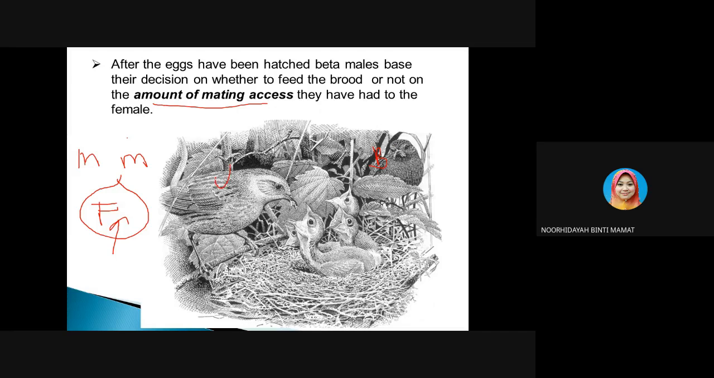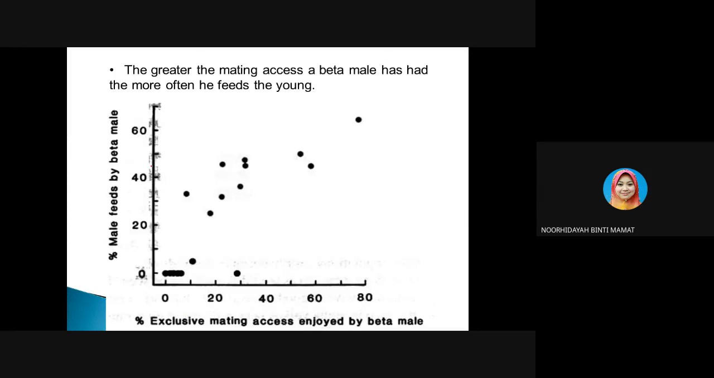So this is the alpha male. The alpha male, of course, will feed their young, but the decision of the beta males depends on the amount of mating success. The greater the mating success the beta males had with the females, the more often he will feed the young.